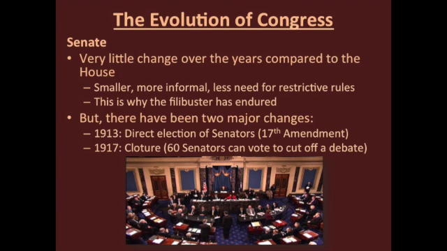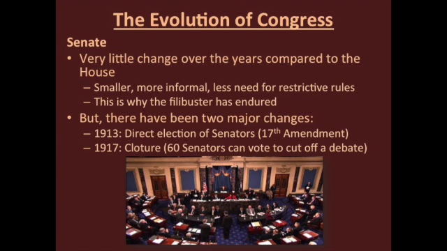The strength and power of the Senate is a different story, mainly because of its size and who makes it up. There hasn't been a lot of change over the years in how the Senate operates and how powerful the leadership is and stuff, primarily because of size. It's a lot smaller. There's only 100 members as opposed to 435 members of the House. It's much more informal in the Senate. It's more collegial, I guess you could say.